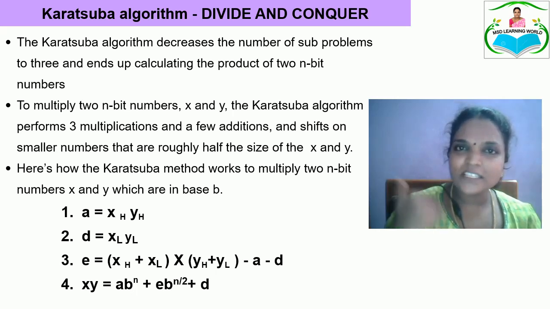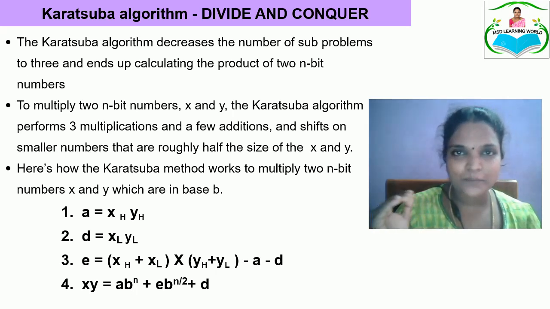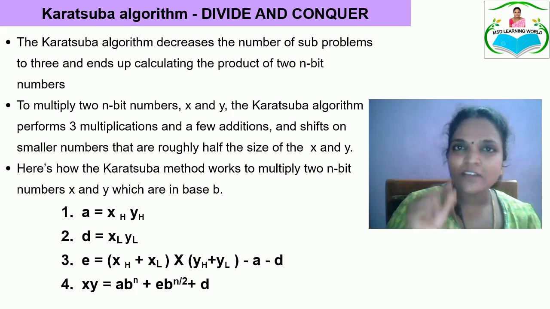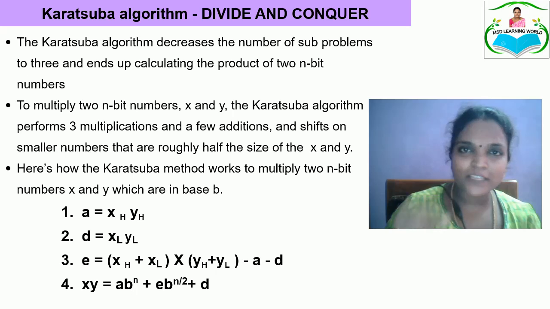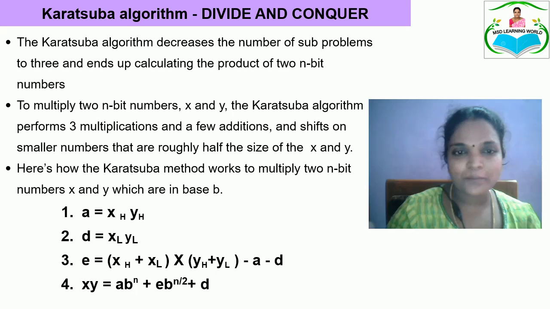So here these two n-bit numbers are going to be performed with divide and conquer, and the number is divided until we are getting a single value for the higher value of x. For example, when you take two numbers x and y, x is an n-bit number and y is an n-bit number, and here the subproblems are going to be: we take a equal to higher value of x into higher value of y. Similarly, d equal to lower value of x into lower value of y, and e equal to higher value of x plus lower value of x into higher value of y plus lower value of y, minus a into d.